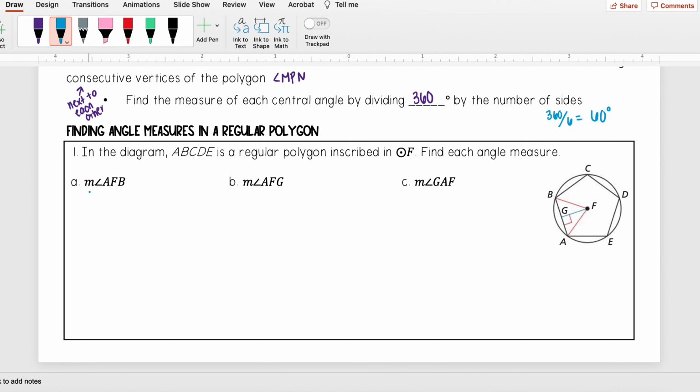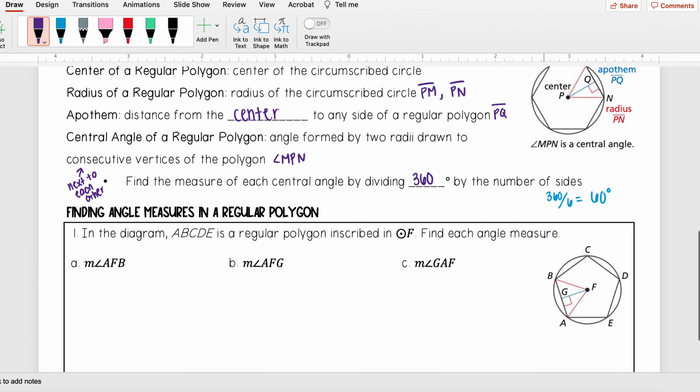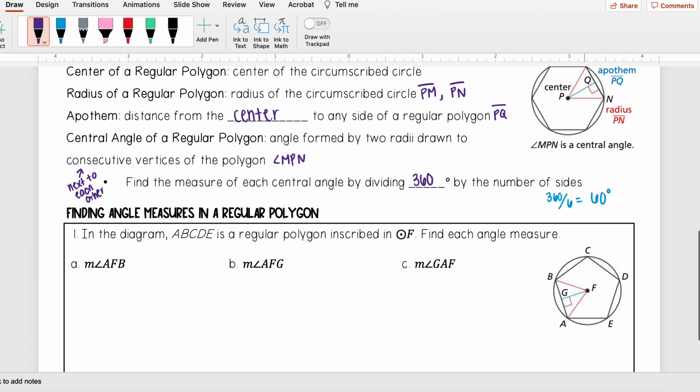So for this first one, I want to find the measure of angle AFB. I want to find what this angle measure is. First I need to recognize what type of angle that is. We learned in our last video that an angle formed by two radii, which I see these red lines both are, is called a central angle. So this is my central angle.